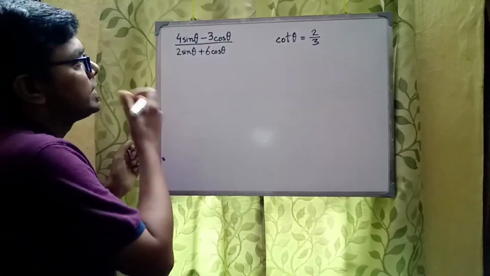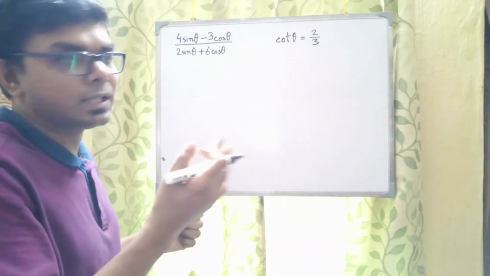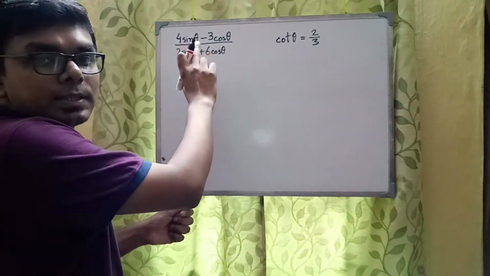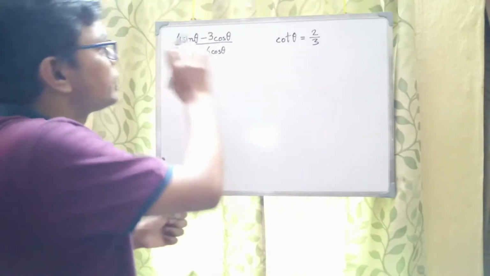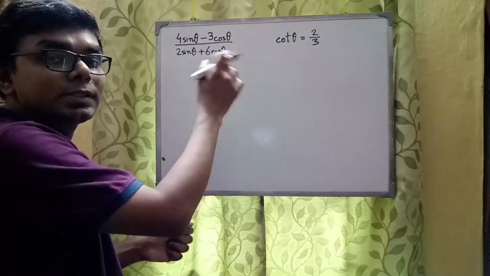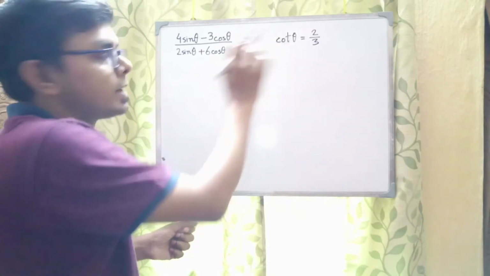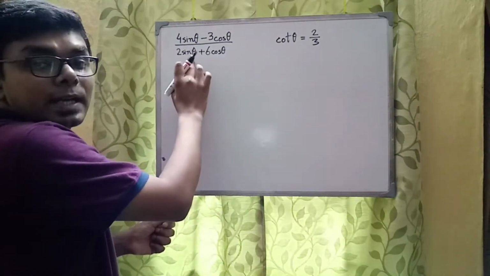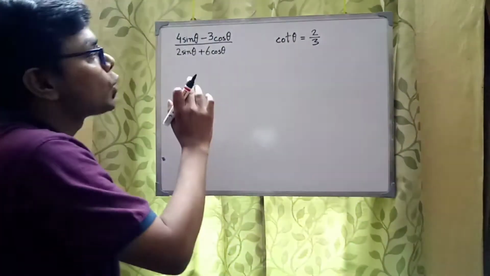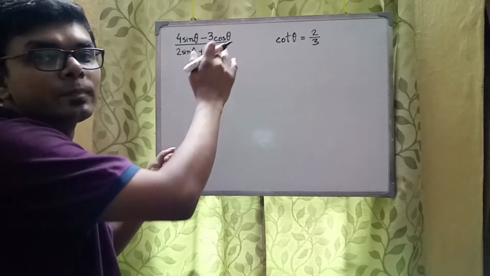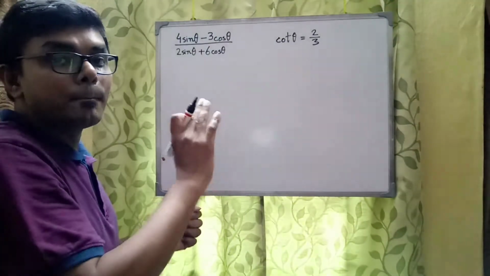Now if I divide both the numerator and the denominator by sin theta, then what happens? 4 sin theta by sin theta will be equal to 4, since sin theta and sin theta cancel out and we are left with 4. Minus, here again 3 cos theta by sin theta we will have, and cos theta by sin theta equals cot theta, so we will get the value of cot theta from there. Same thing in the denominator: sin theta by sin theta will cancel out and cos theta by sin theta will give cot theta, whose value we will get from here. So somehow we have to bring cot theta over here. To do that, we will divide both the numerator and the denominator of the left hand side by sin theta.